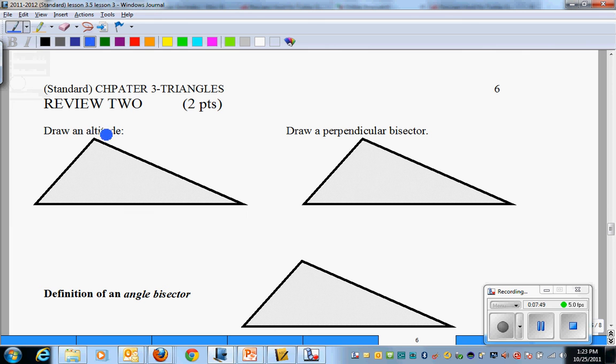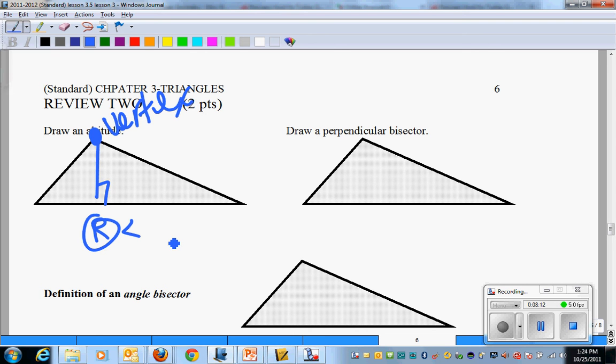Altitude. Darken the corner. Write the word vertex. Now drop it down. Right angle. That's an altitude. Vertex to right angle. That's an altitude.